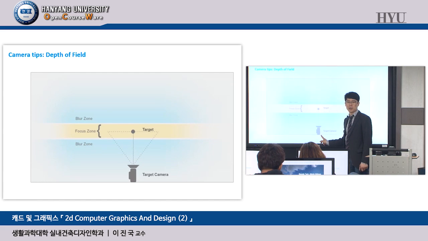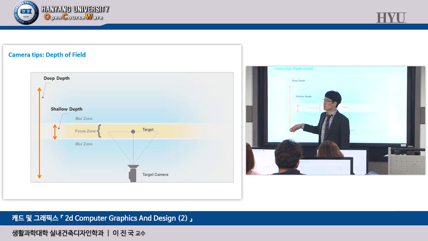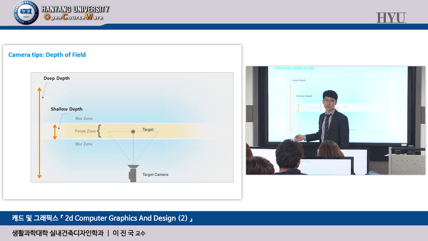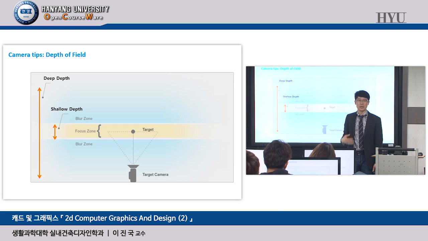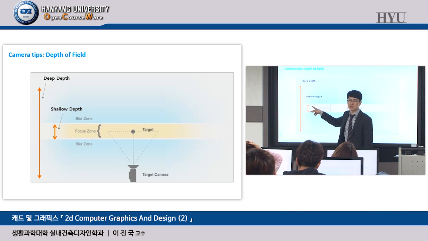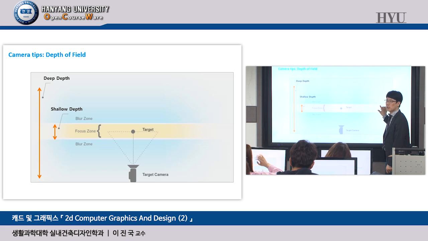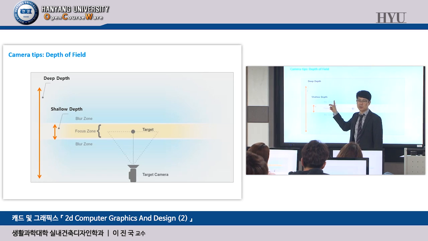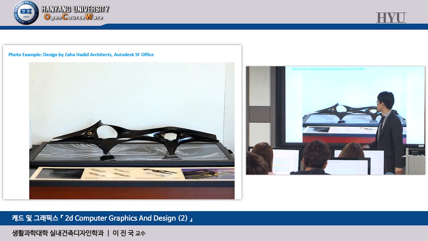There is a camera, okay? Usually, as a default, your depth is very deep. In other words, even close objects and far objects are all looking clear, in focus. That's the default. But sometimes we need to use a shallow depth lens, shallow depth rendering, shallow depth view. In other words, your focus zone is going to be very shallow. That is why we say shallow depth. But in general, deep depth is the default.